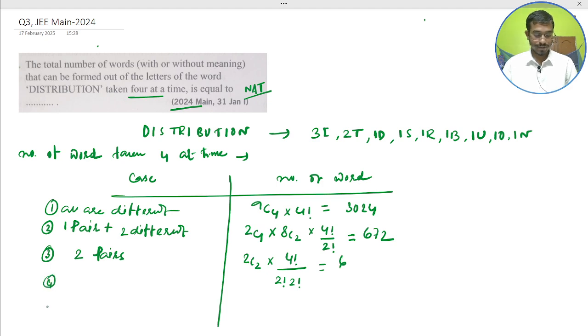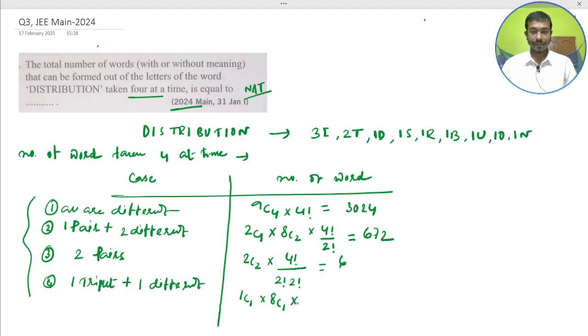Next, the last case, 1 triplet. 1 triplet means the triple form plus 1 different, total 4. Okay, these are the cases. So 1 triplet, 1C1, into 8C1, total 8 letters, and 1 different. For the arrangement, 4 factorial divided by 3 factorial. After calculation, you would get 32.